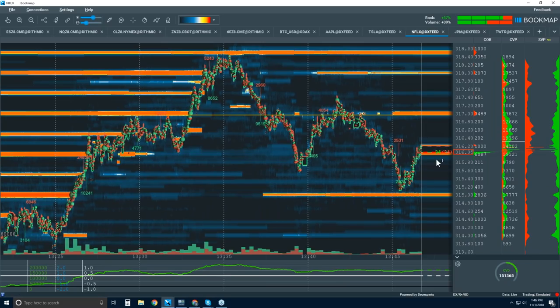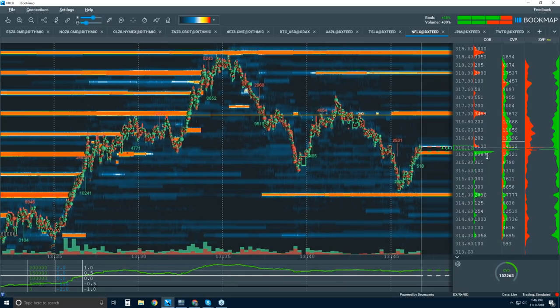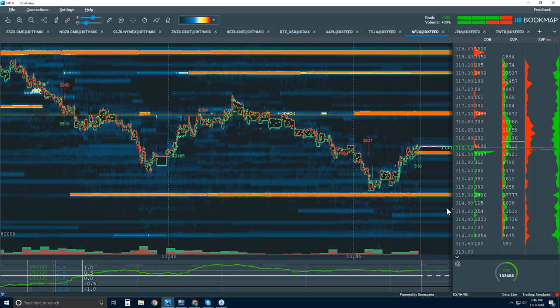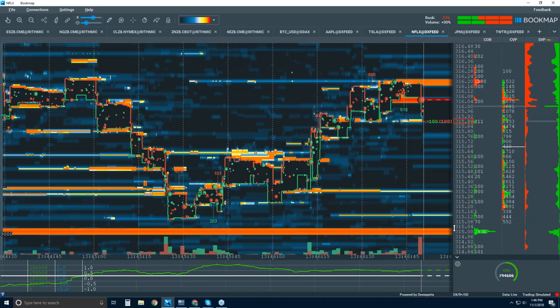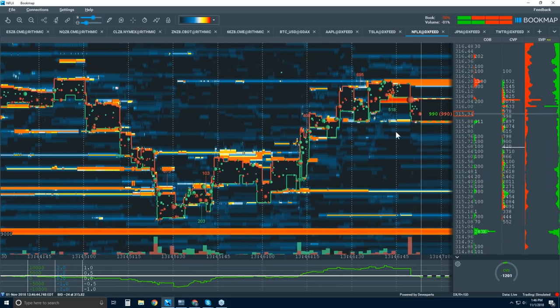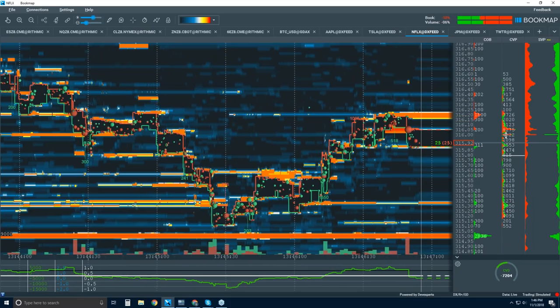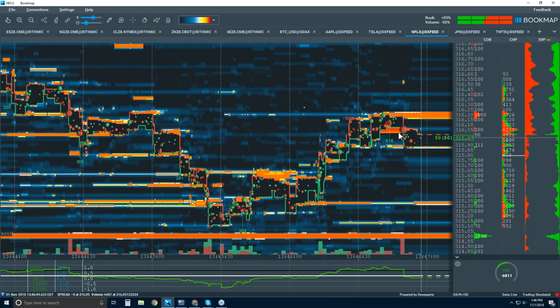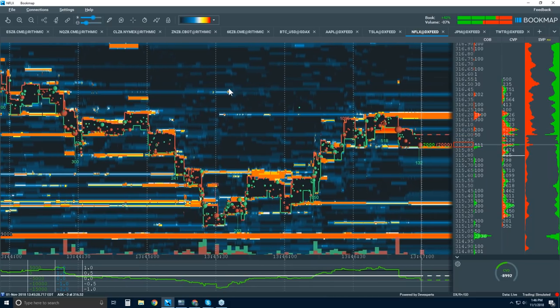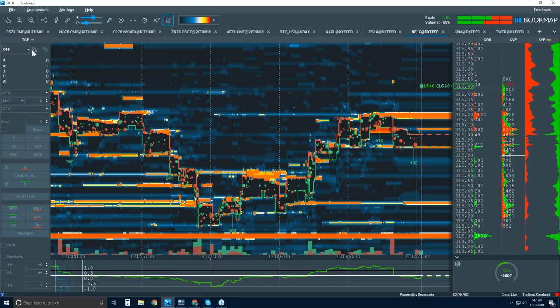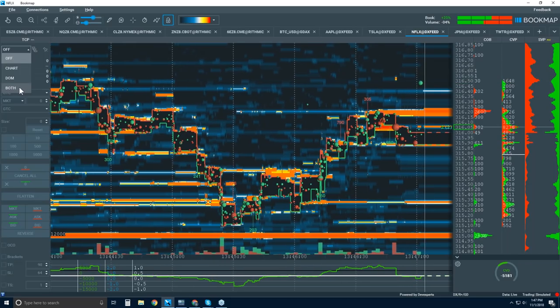Okay, so look at this, some skew in the book here at 316. Look at that, almost 6,000 shares right underneath. And now let's see if the sellers take them on. Looks like they did. Okay, so let's see if that's the case then. Let's see if the sellers can. And maybe we can set some orders here.